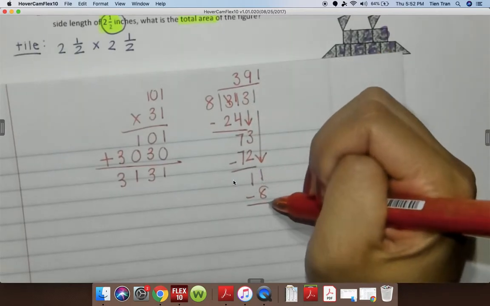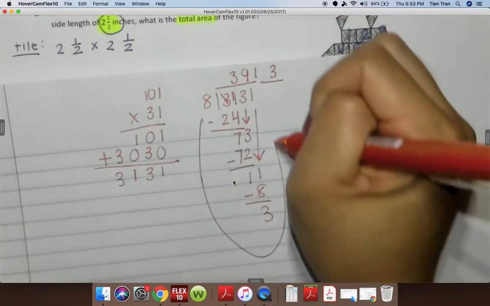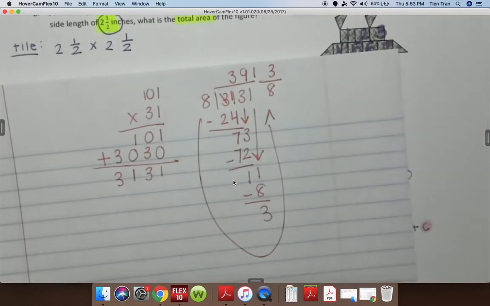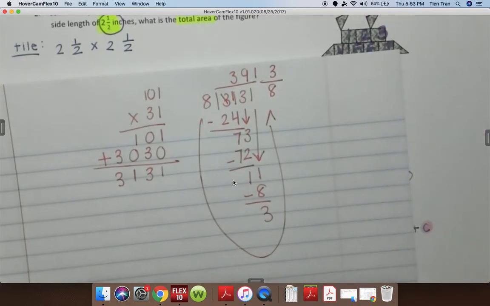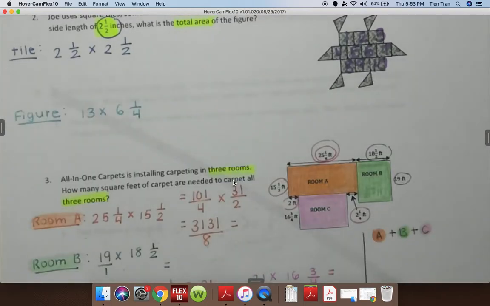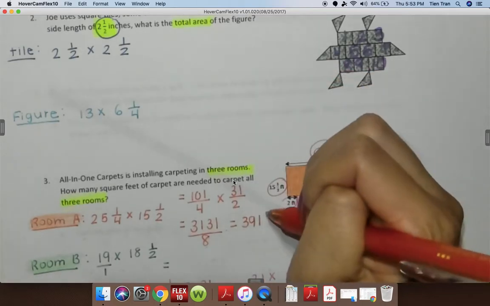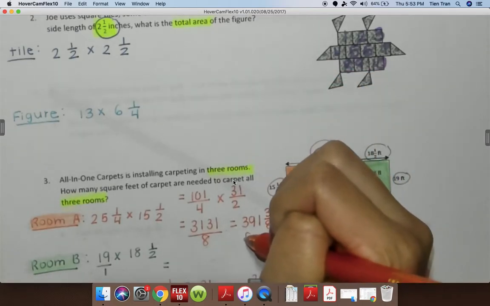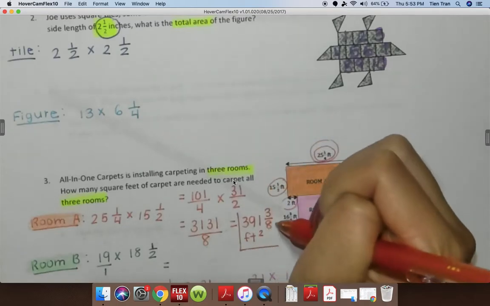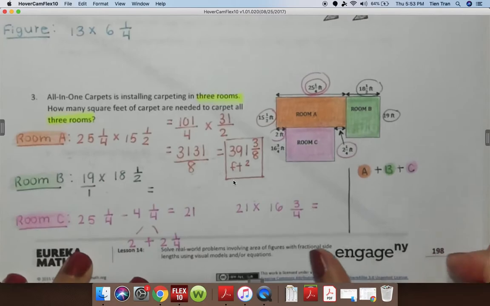11 minus 8 is going to give me 3. So that is my numerator, and my denominator is 8. So we have 391 and 3/8 feet squared. Okay. Now I'm going to move on to problem B.